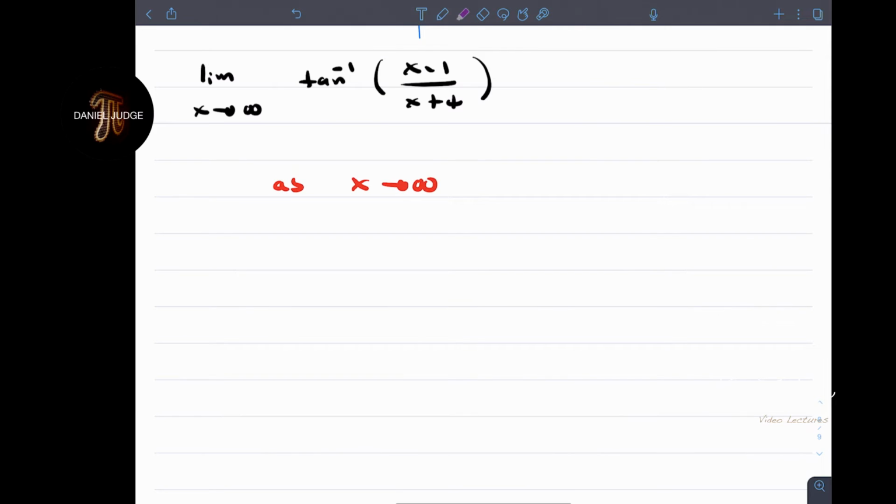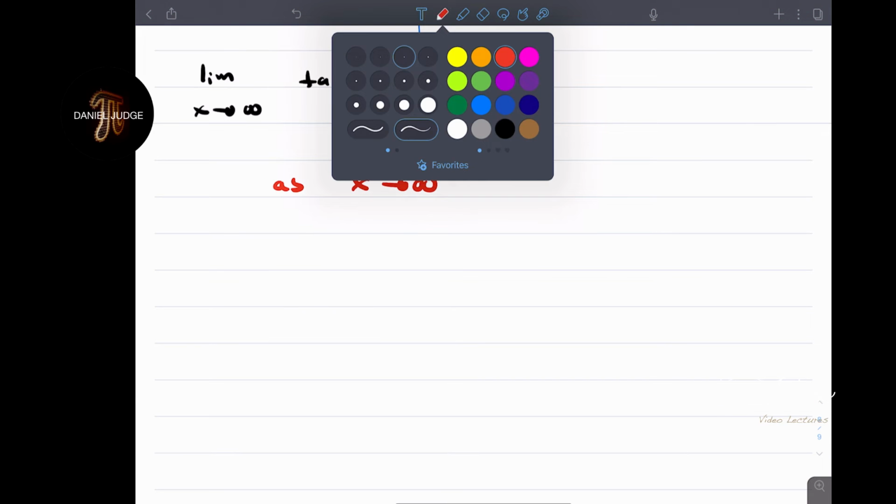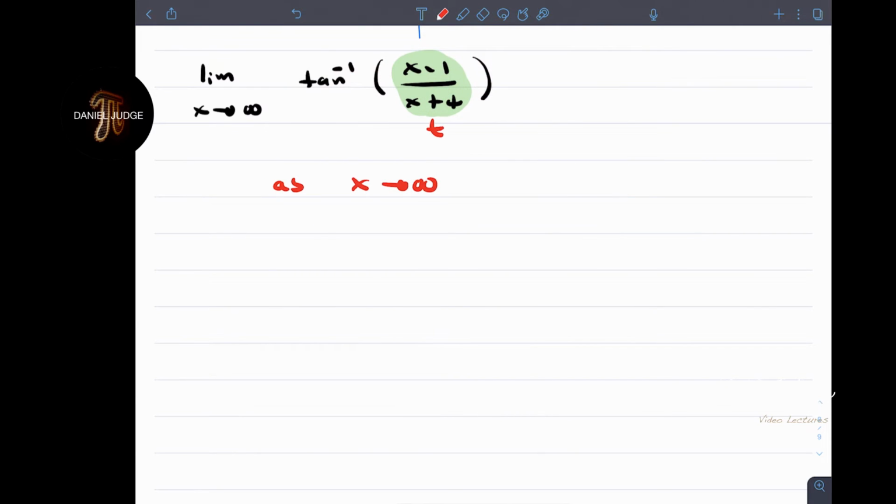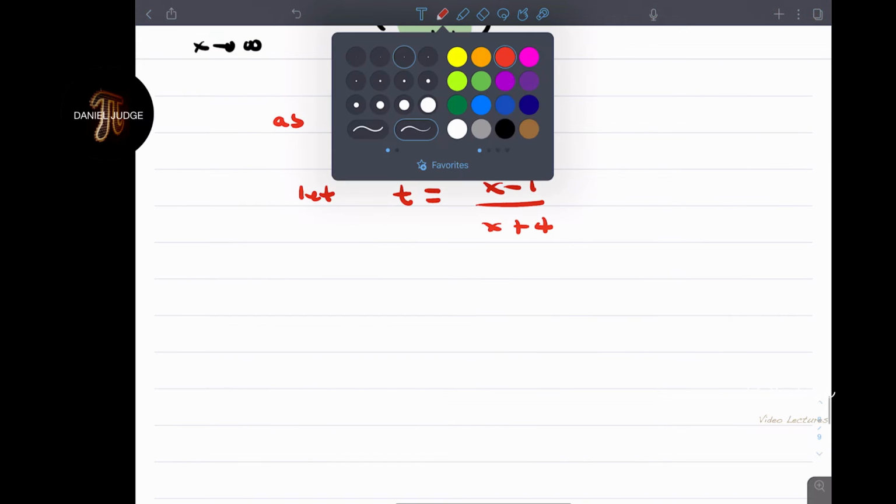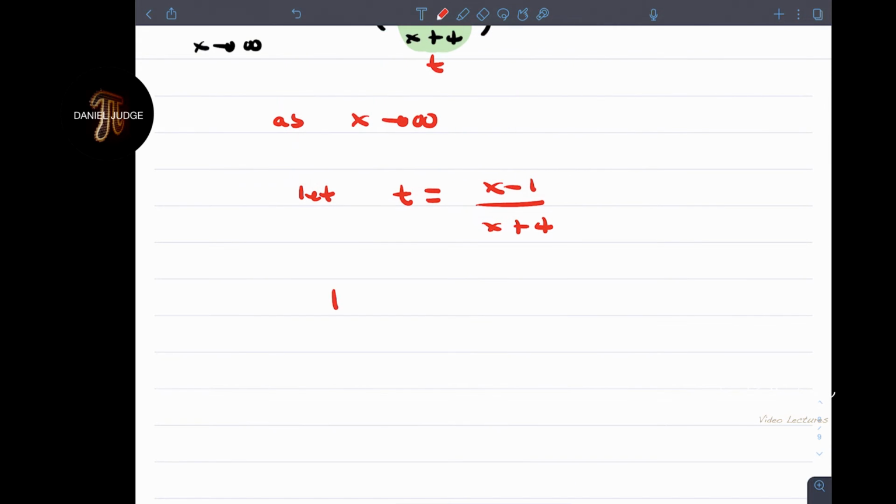As x goes to infinity, the question is, what happens here with this? Okay, you can do a substitution, I guess. We could let this be t, right? So let t be x minus 1 over x plus 1. So you're going to now get this limit as x goes to infinity. What happens to this t? This is t right in here. Right? This is the t variable.